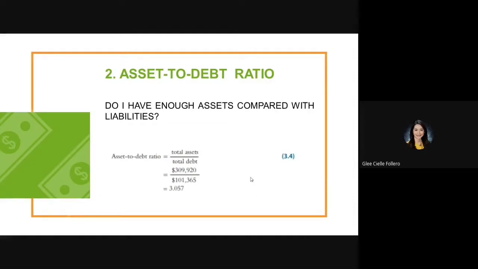In our example, you can clearly see that the total assets are thrice more than the total debt. So they really have enough assets compared with liabilities. So a high ratio is desirable. Conversely, if you owe more than what you own, you are technically insolvent.